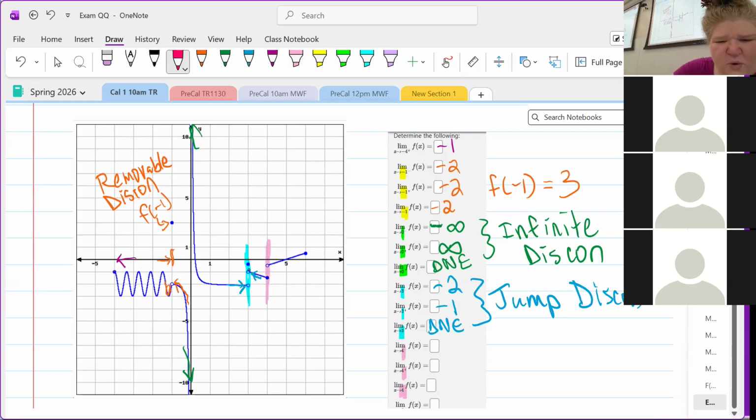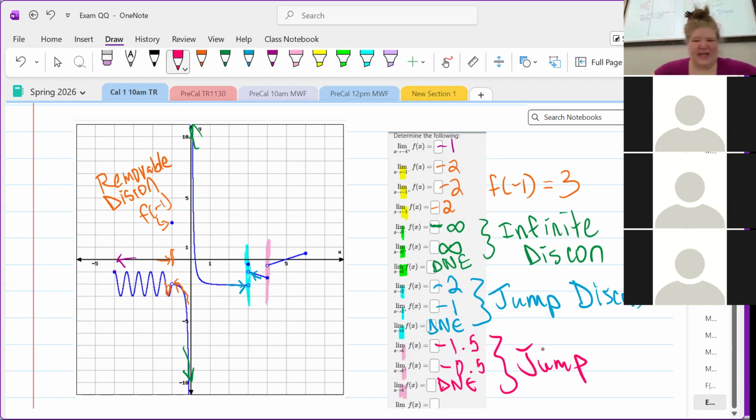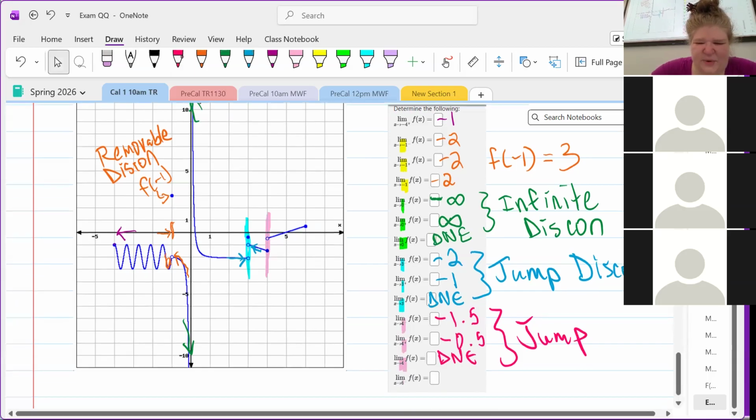Now, when we approach 4, 4 from the left looks like -1.5. And 4 from the right looks like -0.5. So that's another jump discontinuity. And then I think the last limit is 6. Yeah. So 6 from the left is 0.5.